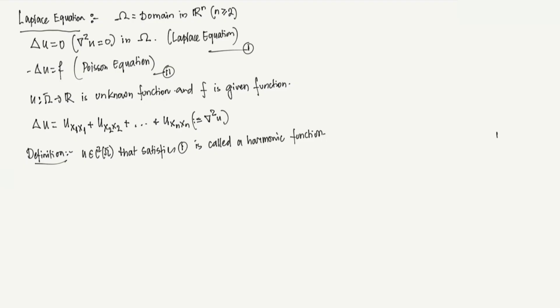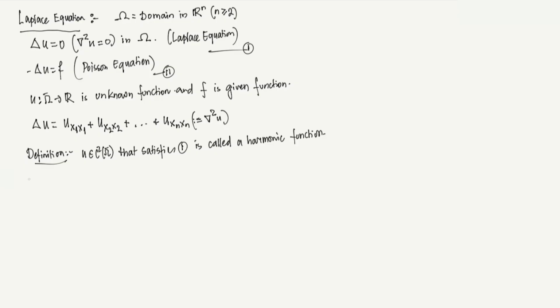As an example, you have talked about this example. Let's say u of x1, x2, where x is in 2 dimensions. You can just write a x1 plus b x2, and this is a function from R2 to R. And this is going to be harmonic. You can easily check it, absolutely no issues. So that's a harmonic function in 2 dimensions. You can do it in higher dimensions also, no issues here.